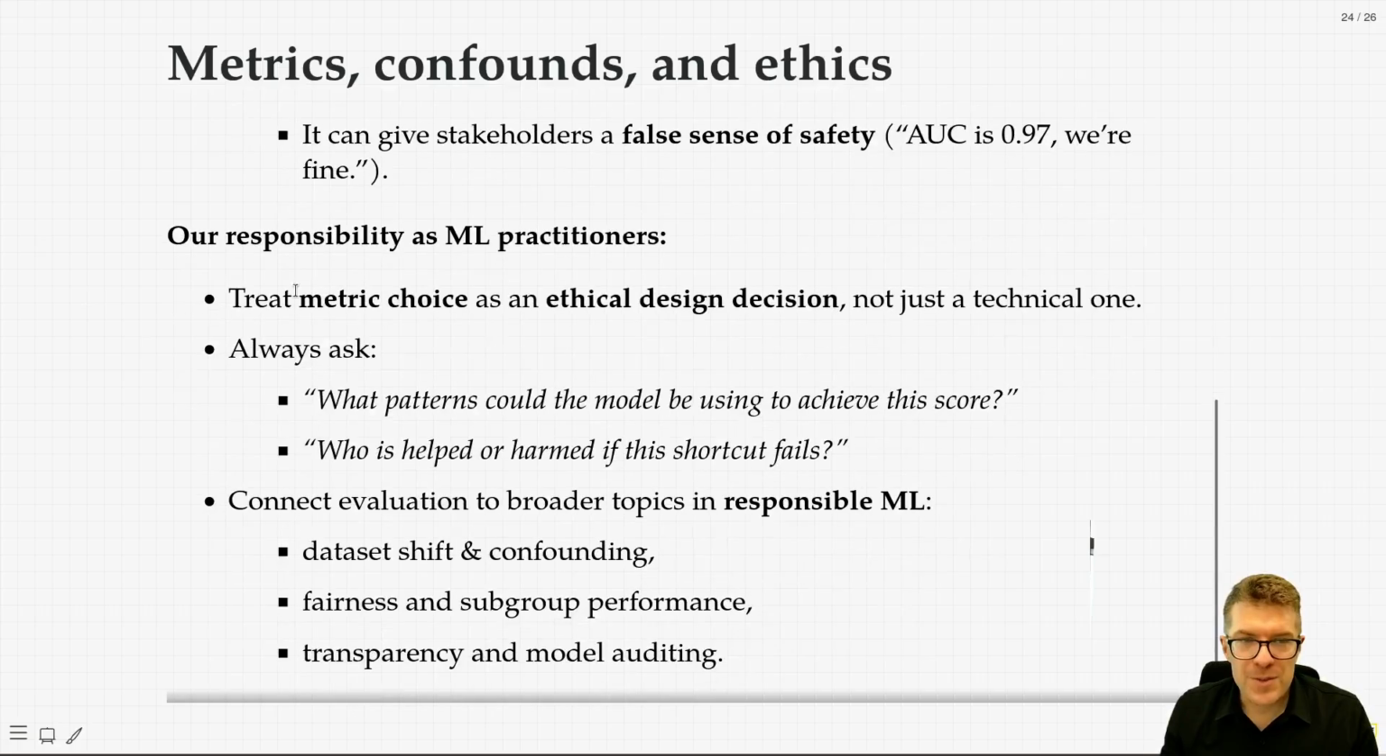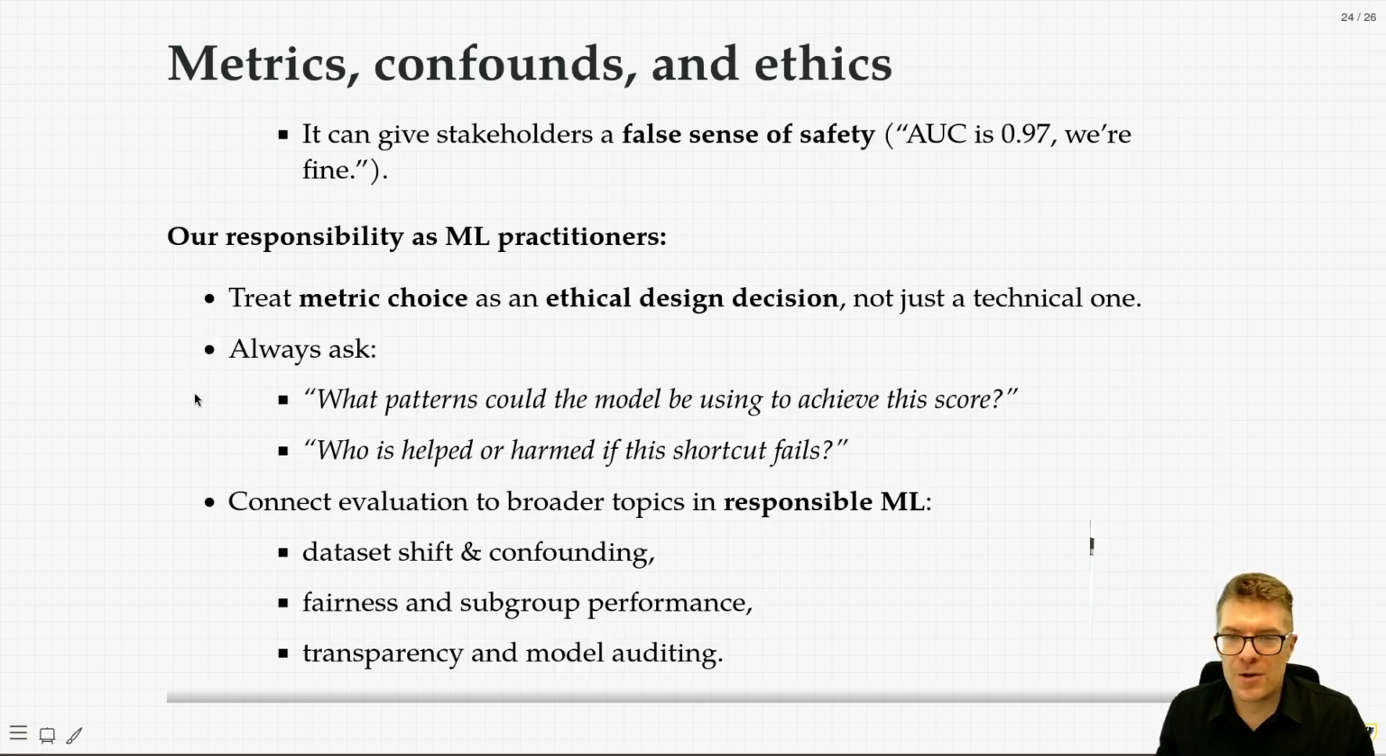Our responsibility as machine learning practitioners is to treat the metric choice itself as an ethical design decision. I'm not trying to be preachy here or anything, but you can see from even our examples how simply choosing one metric or another can result in very different apparent performance. So this is part of telling the truth, and it's an ethical decision. I want you to ask what patterns the model could be using to achieve this score, and who is helped or harmed if this shortcut fails. I want you to connect evaluation to broader topics. We'll talk about some of these other things later on in the course, so maybe when you're reviewing these slides, you'll come back to this, but always look at the big picture.